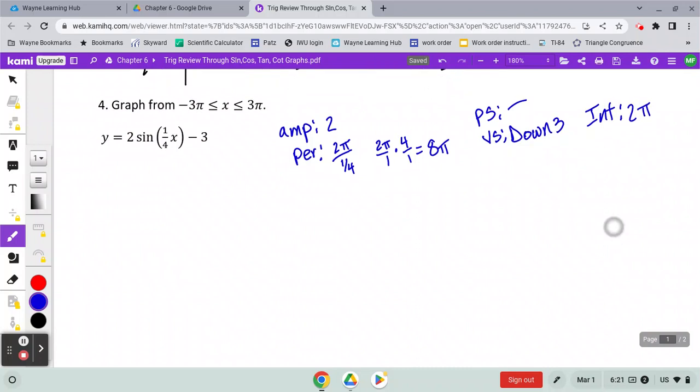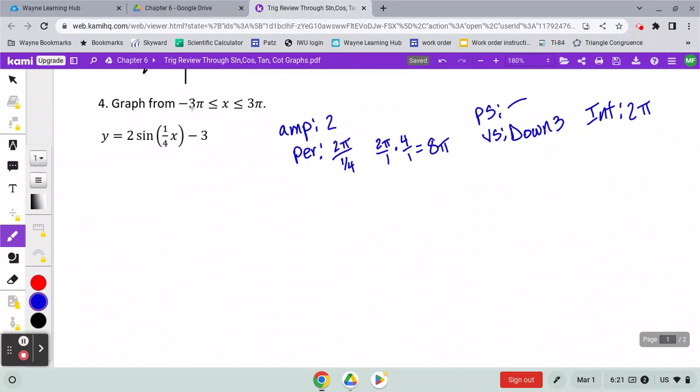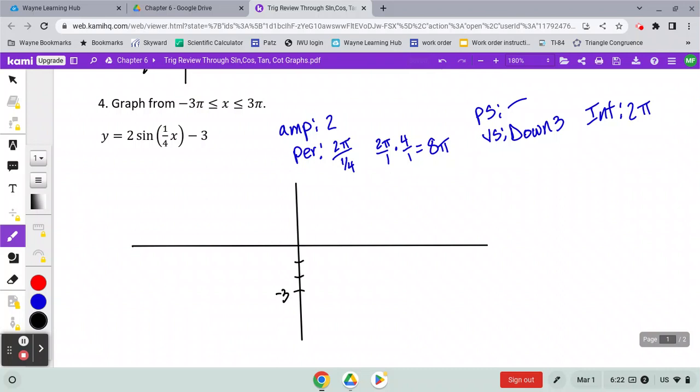Now, the interesting thing about this one is it tells us to go from -3 pi to 3 pi. Once again, this is just the domain. Where does my x value go from? So the left side will be -3 pi, the right side will be 3 pi. So once again, we're going to start off. Let's draw our x-axis. Let's draw our y-axis. And if we think about it, the midline's at -3, so that's down 1, 2, 3. Because the amplitude is 2, the highest it'll get up to is -1. The lowest it'll get to is -5.